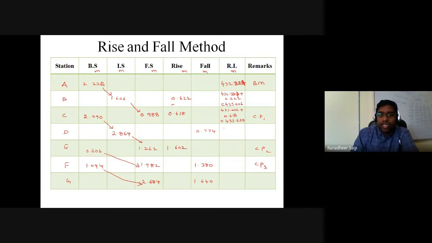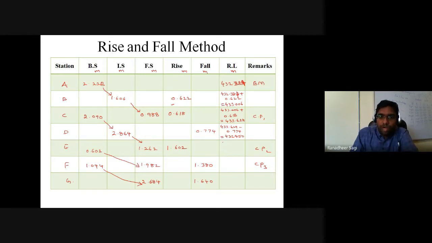Next, RL of point D is nothing but RL of point C, which is 433.624. Now, should I write it plus or minus here? Because at D it is a fall, what I'll be writing here is minus 0.774. So this value is 432.850, which is my RL value of point D.